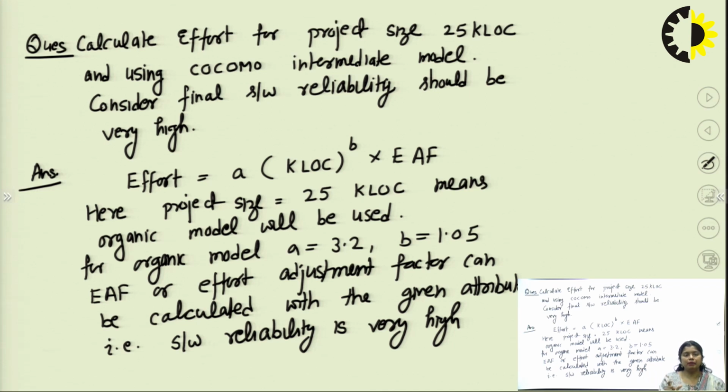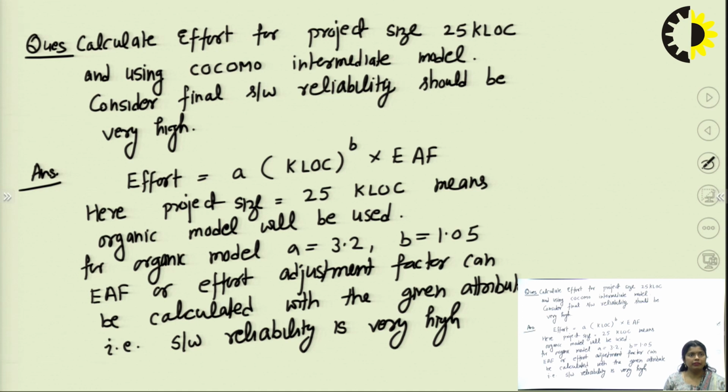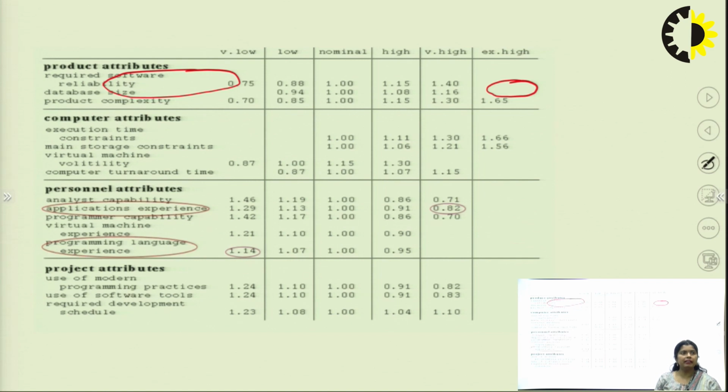Then next are A and B. We have to find A and B for the organic model of the intermediate model. Because we know there are 25 kilo lines of code, the organic model A value is 3.2 and the B value is 1.05. Now, the second line says, consider the final software reliability should be very high. Here the cost driver is given and the cost driver specification is also given. The cost driver is software reliability and the specification is very high. In this particular table, in the first row there is software reliability, and for very high it is 1.40.